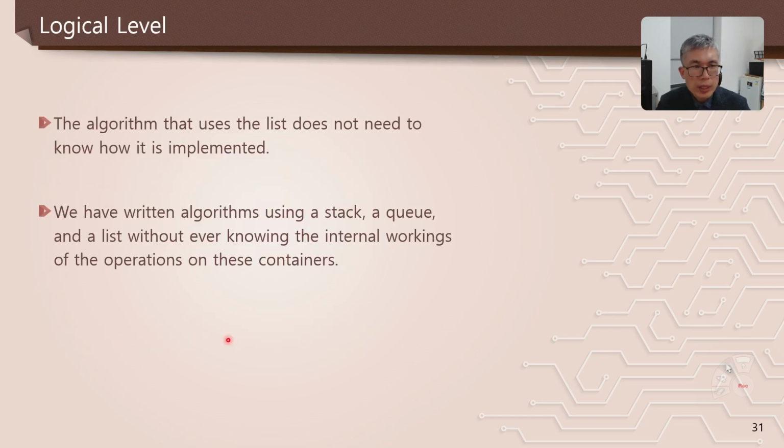So let's call this the logical level. The algorithm that uses the list does not need to know how it is implemented. We have written algorithms using a stack, a queue, and a list without ever knowing the internal workings of the operations on these containers. Okay?